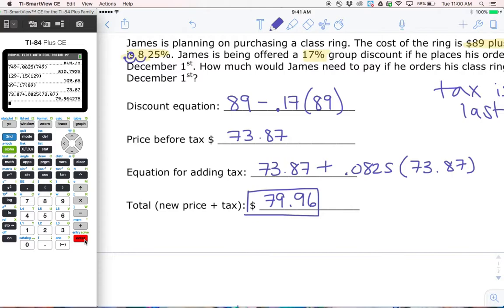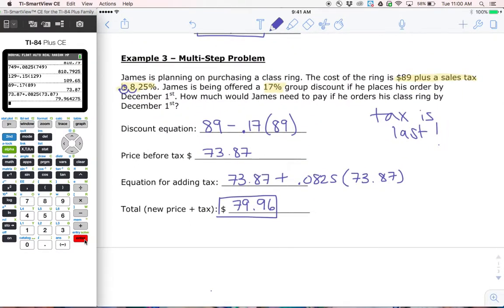Okay, remember guys, the keys for this lesson: remember to move the decimal place twice to the left for percentages. Also remember that if it's plus tax, we're adding, and if it's a discount, we're subtracting.